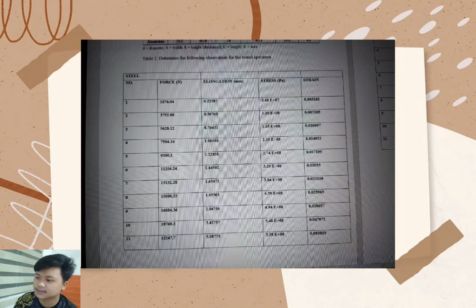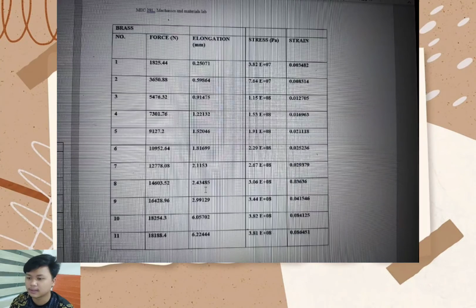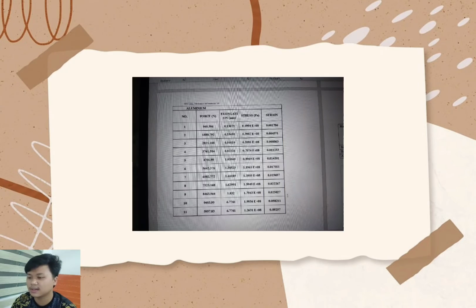also, and from this table we make the graph, and as you can see there are 3 tables. First table is for steel, the second table is for brass, and the last table for table 2 is aluminium. So this is the graph that I have made.